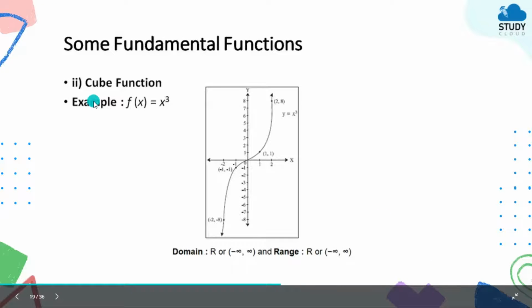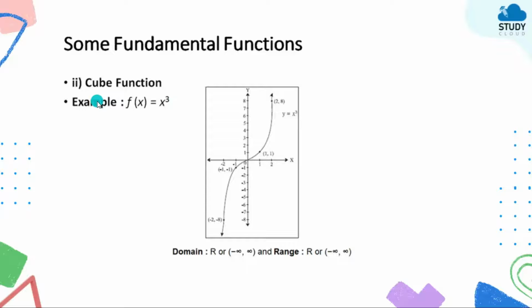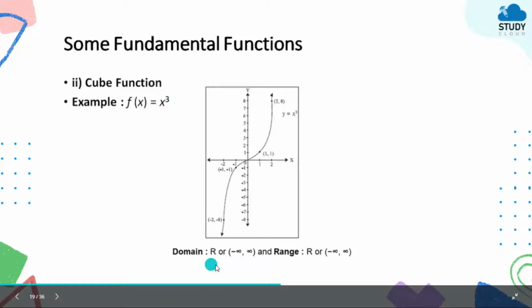The second type of function under this concept is the cube function, f(x) = x³. For example, cube of 1 is 1, cube of 2 is 8. Okay, then cube of minus 1 is minus 1, cube of minus 2 is minus 8, and this can go on. When you join these points, you will get such a graph. Here the domain is minus infinity, comma infinity, and range is also minus infinity, comma infinity.